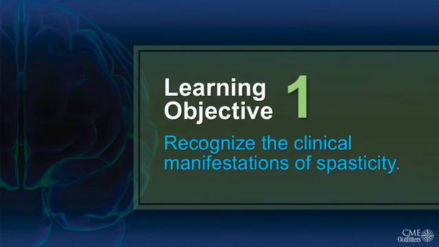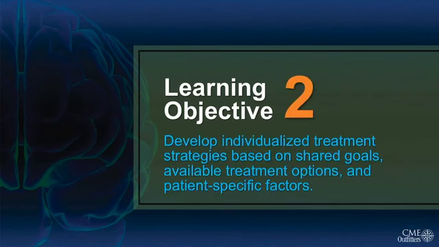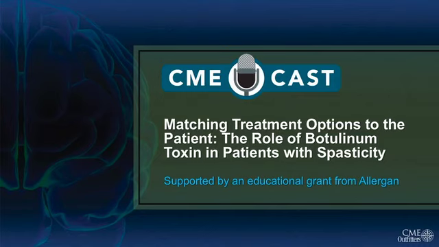Our learning objectives for today's CMEOCast are to recognize the clinical manifestations of spasticity and to develop individualized treatment strategies based on shared goals, available treatment options, and patient-specific factors. Welcome, Dr. Simpson. Well, hello. Welcome to our educational CME activity. This is entitled Matching Treatment Options to the Patient, the Role of Botulinum Toxin in Patients with Spasticity.